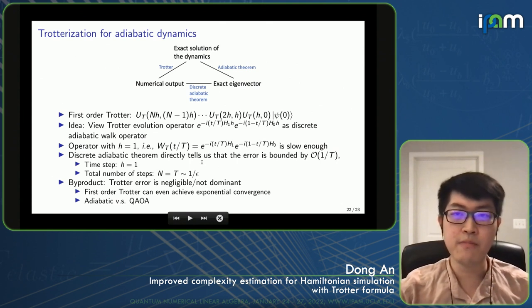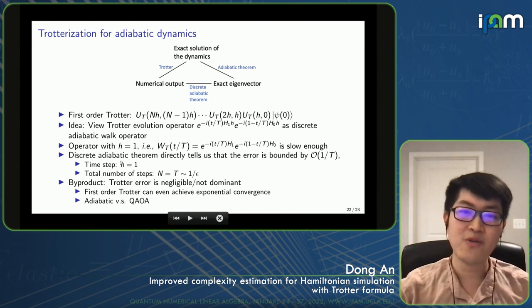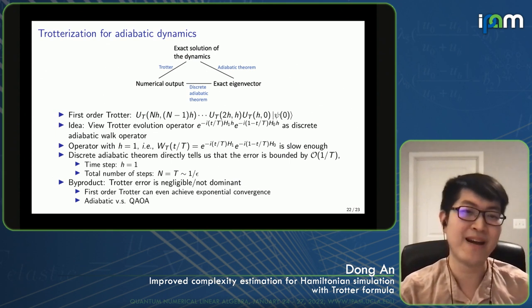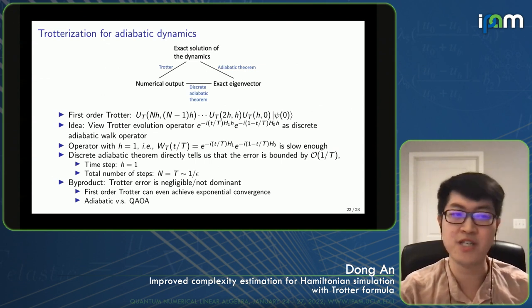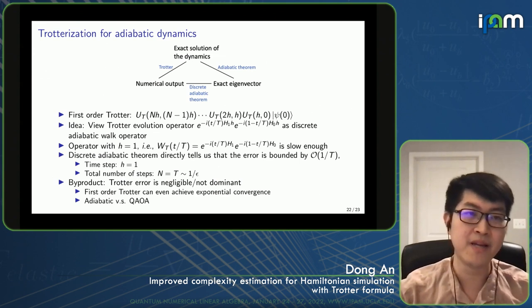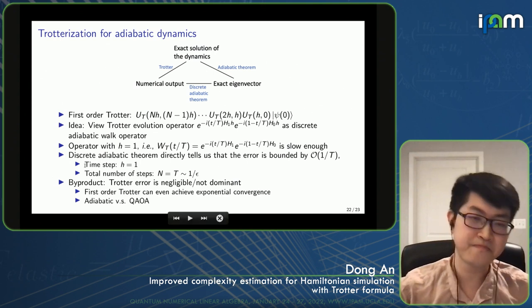And the most remarkable thing that we get is the time step. Here we only use an order 1 time step instead of a small enough time step. At least when I first saw this result, I was surprised, because this is something that we don't really expect for general time discretization of the dynamics. But it really happens for the Trotterization of adiabatic dynamics.